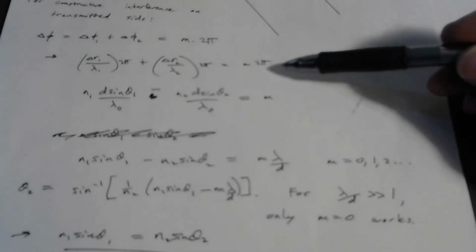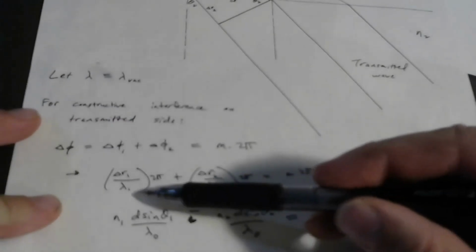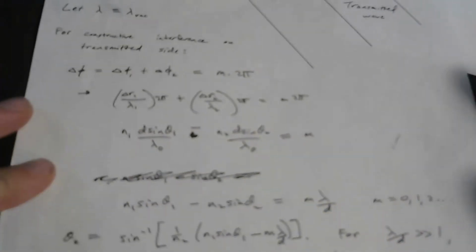In other words, we're looking at when the phase difference really is 0, not 2 pi. And if you think about it, would that mean that this path length difference compared to this path length is the same? No. The path length differences don't have to be the same. It's when you modify them by dividing by the wavelength that it has to equal 0. Okay.